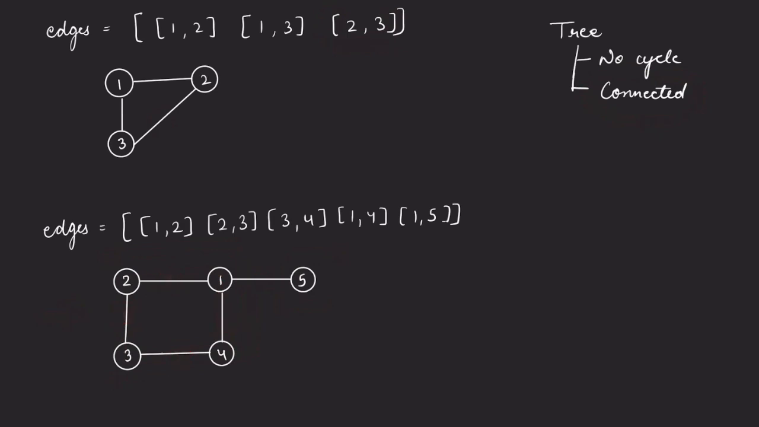If I remove any of these, the resultant structure will be a tree, right? So these four edges are these ones, right? So the last one is 1 comma 4. So this is our answer in this particular case, right? So this is what we need to identify.